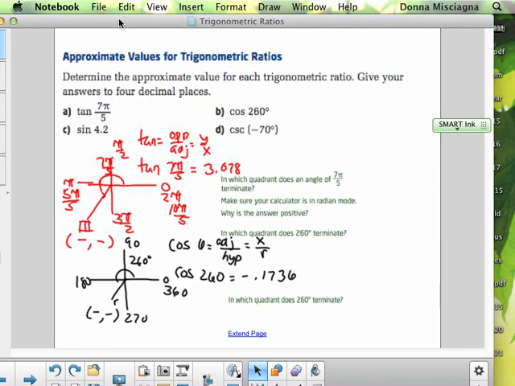If we had wanted, just kind of a reference here, cosine 270 would have been 0, right? Because it would have been 0 over 1, which is 0. So interestingly, we're pretty close to 0. That seems to bode well for our answer there, except we're negative.